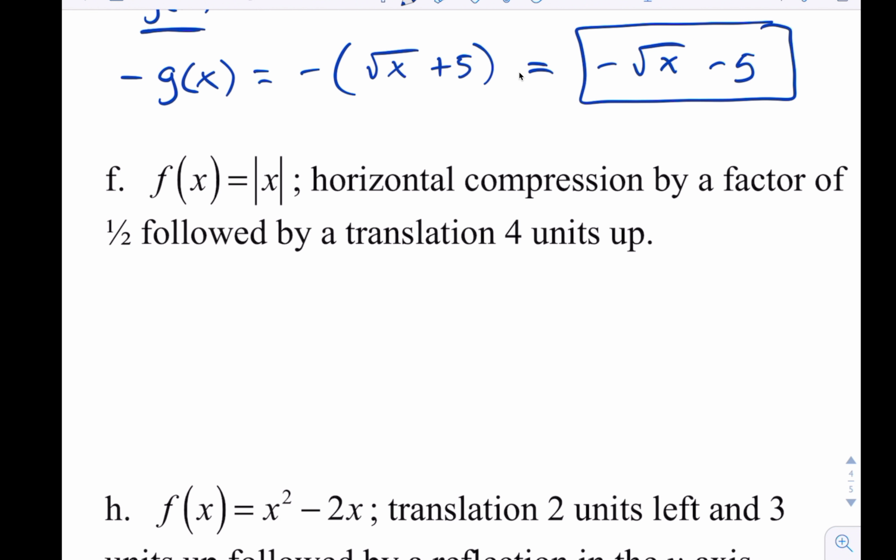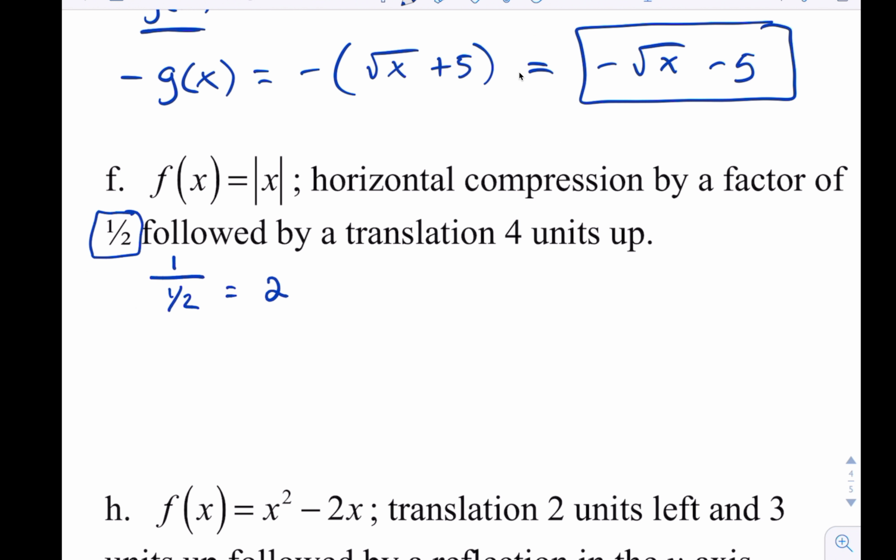Okay, so the next one we have the absolute value of x, horizontal shrink or compression by a factor of 1/2, followed by a translation 4 units up. Horizontal shrink by a factor of 1/2. We need to remember that when we take this number here, I'm going to be multiplying it by the reciprocal. If I put that underneath 1, that's going to give me 2.